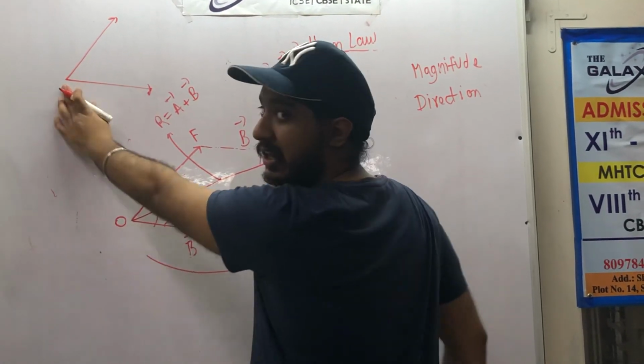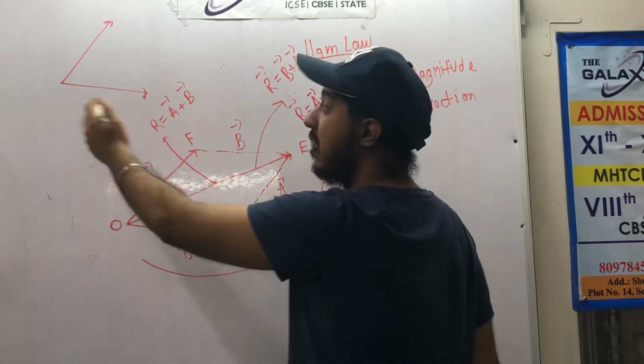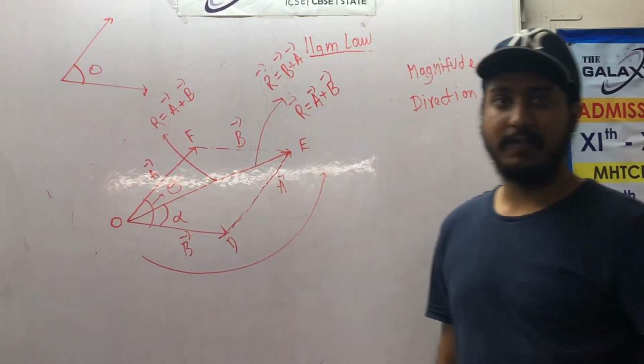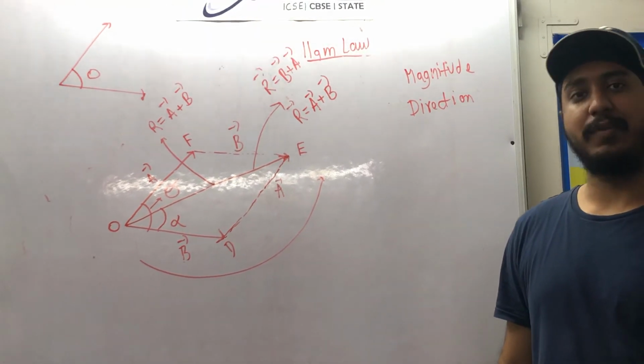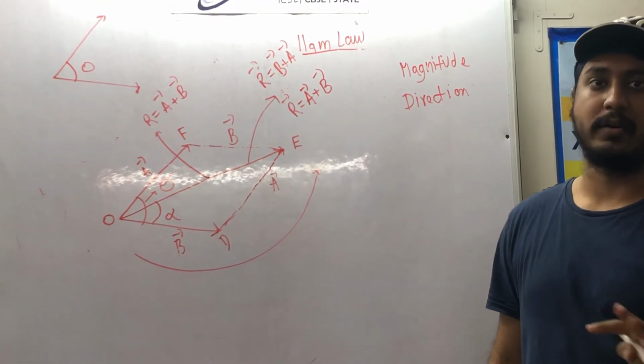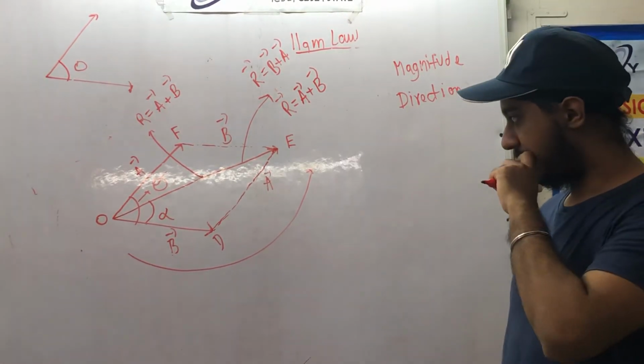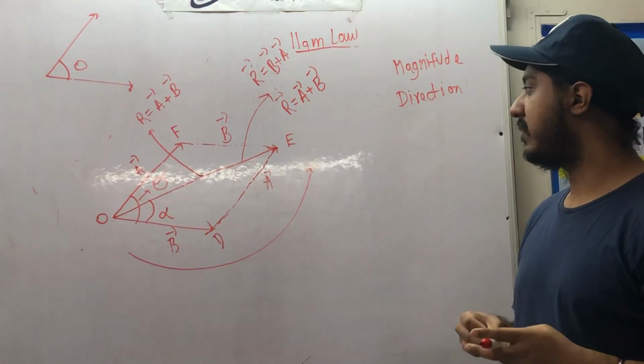These 2 parts are the tail, and this is the head. I told you in the last class, angle is always measured between the tails. Never will you measure the angle between head and tail or head and head. It's always measured between these 2. So we will see it ahead.